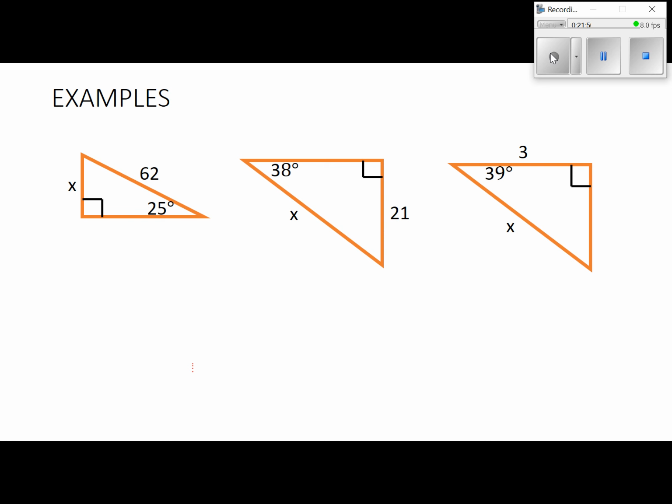All right, we're going to do these problems together. These first three, you're finding a side. Things I need to remember here: SOHCAHTOA. Sorry, my pen's not working very well. And I need to remember the trig name, what our equation is. Trig name, the angle, equals, and then the fraction.